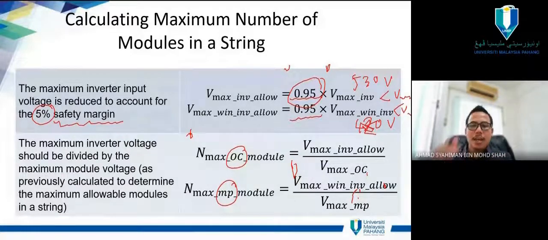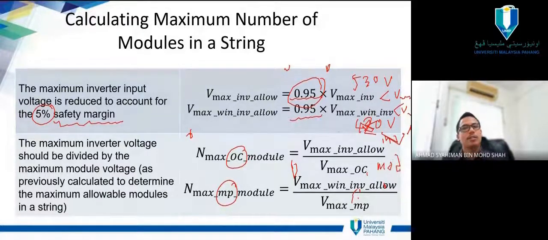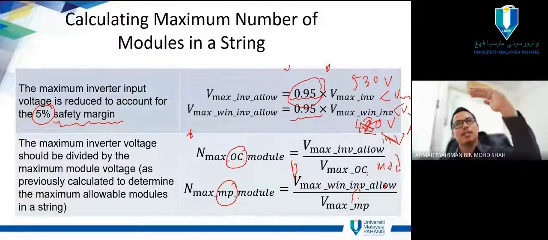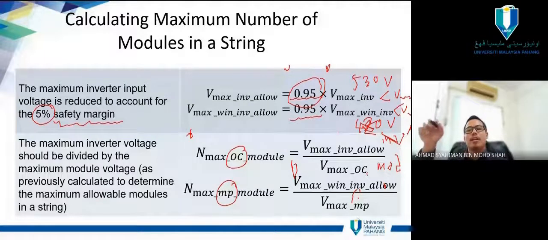And then how to calculate the maximum number of modules? Kacang saja, yang ini from the inverter and this is from the module. Itu konsep ni, yang besar bagi yang kecil. So inverter voltage bagi dengan modul voltage, senang cerita lah. Then you're going to get the values lah.